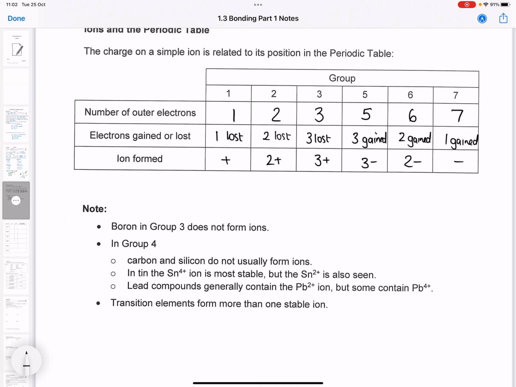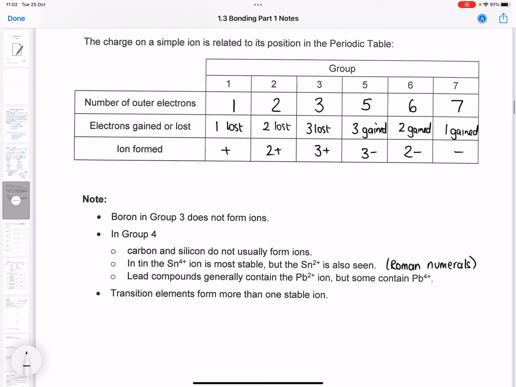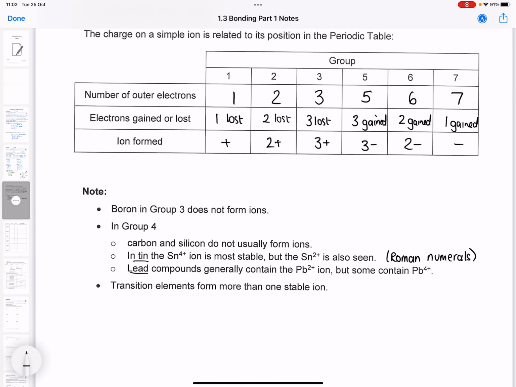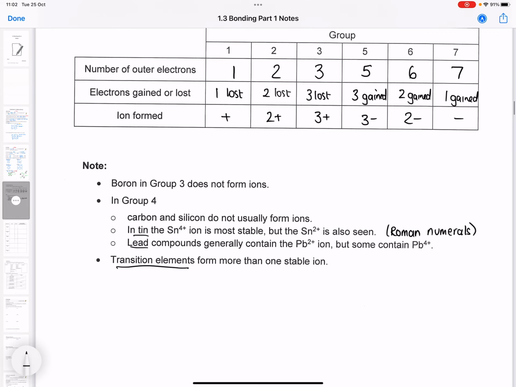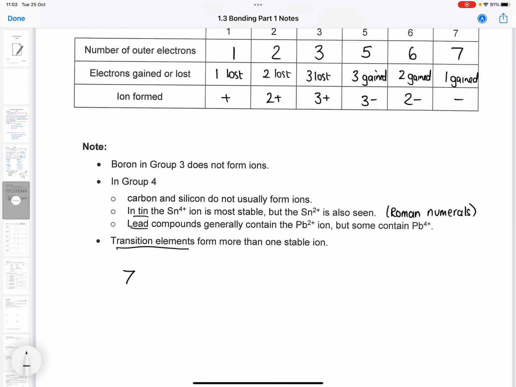Tin is normally tin 4+, but it can be 2+ as well. You'll get Roman numerals, as you will for lead as well. So you'll get told for tin, lead and transition elements, you'll get these Roman numerals. But remember that zinc is always 2+, and silver is always 1+. So we just have to remember those two transition metals. Otherwise, we're going to get Roman numerals if they don't live in a group that we can easily identify.